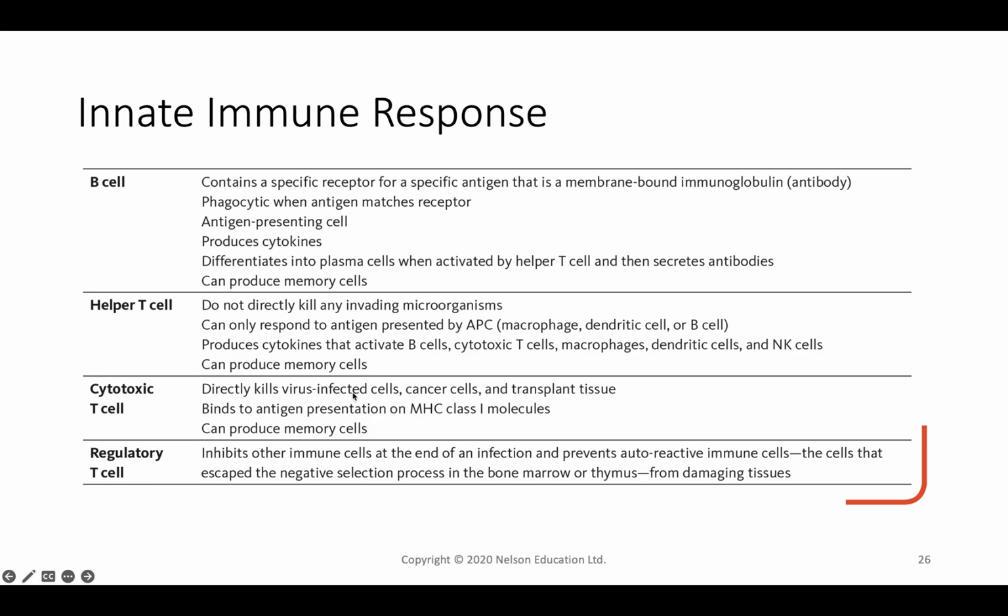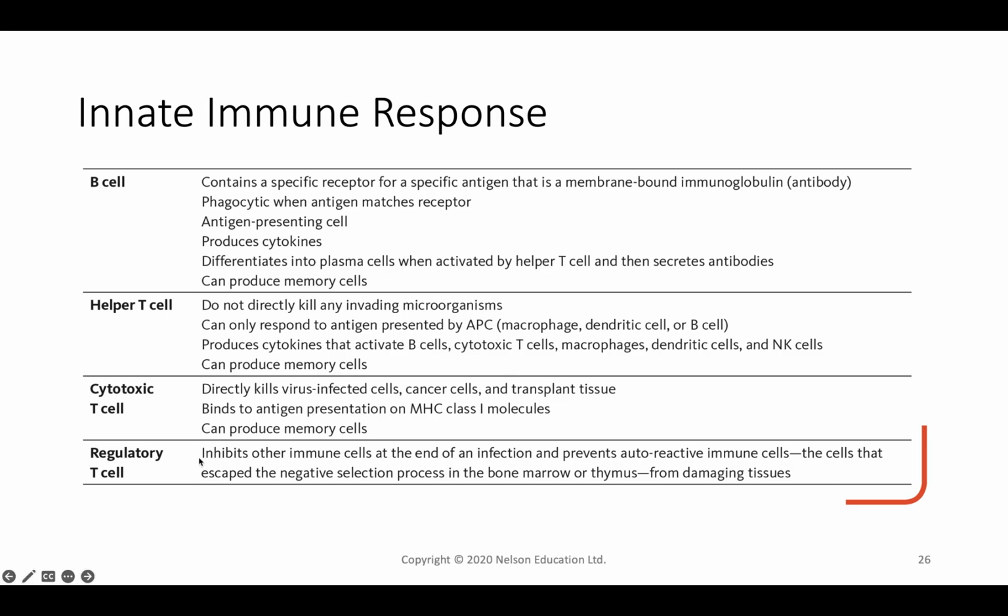Now, cytotoxic T cells actually go out and do the dirty work themselves. They kill virus-infected cells, cancer cells, and transplant tissue, so they kill self that is abnormal. Virus-infected cells are cells that are self but are infected. Cancer cells are self cells that are reproducing out of control, and transplanted tissue is non-self that we're expecting to be treated as self, so we'll have to take immunorejection drugs pretty much forever after an organ transplant to prevent the cytotoxic T cells from attacking the transplanted tissue. So when we have a transplant failure, it often has to do with this immune response or an autoimmune response.